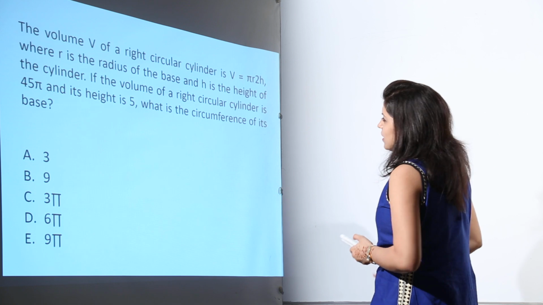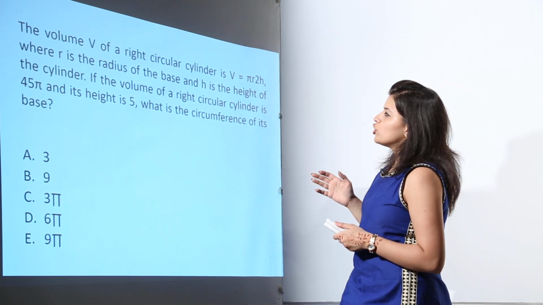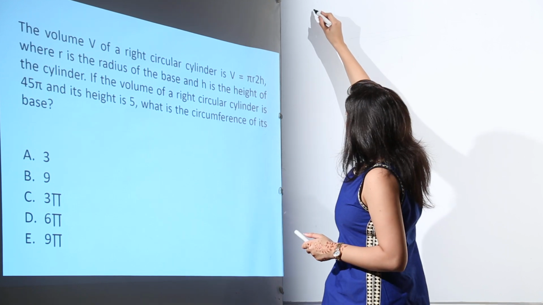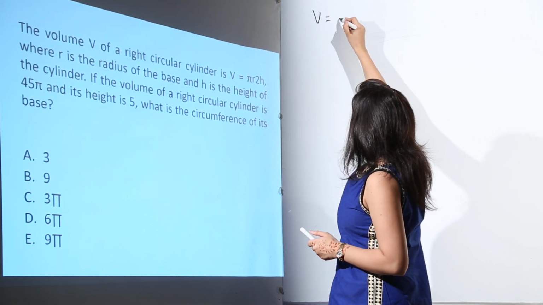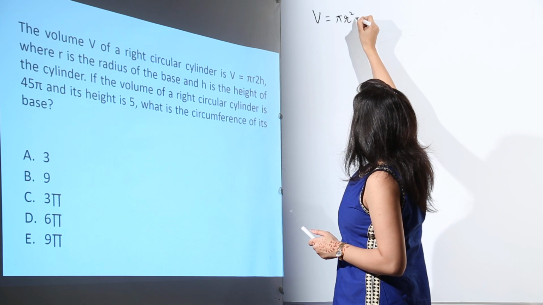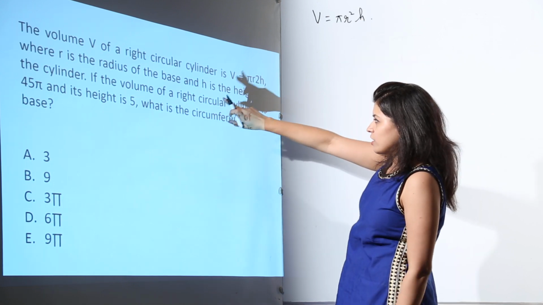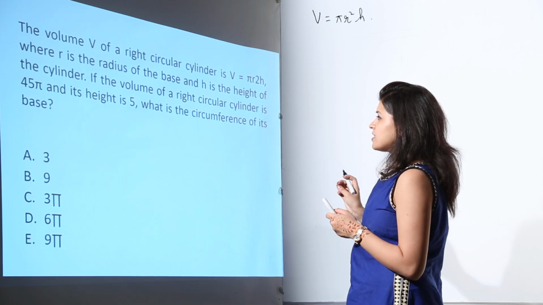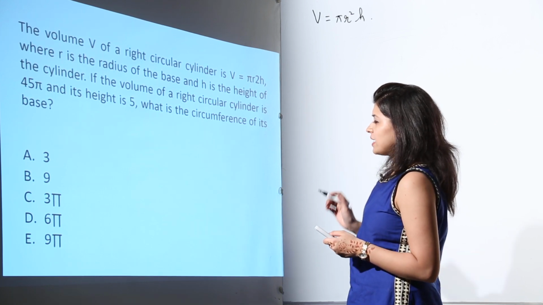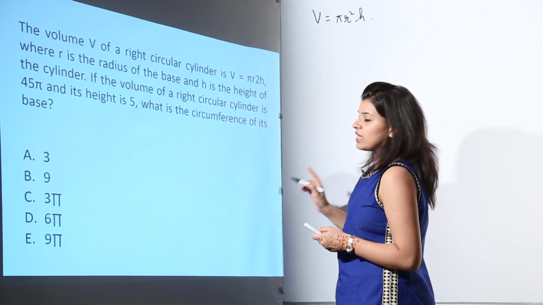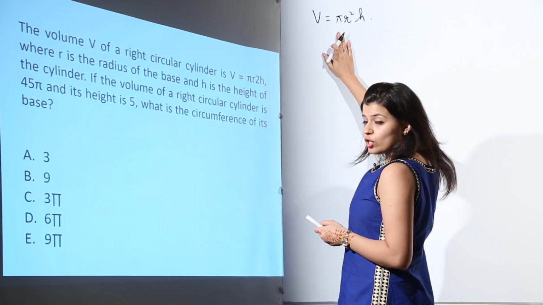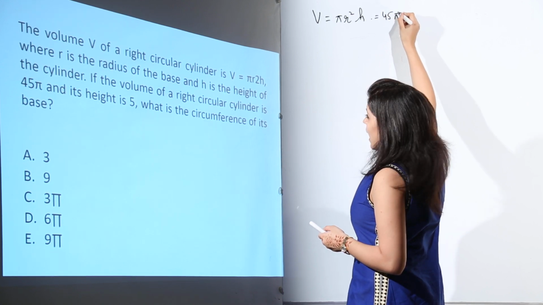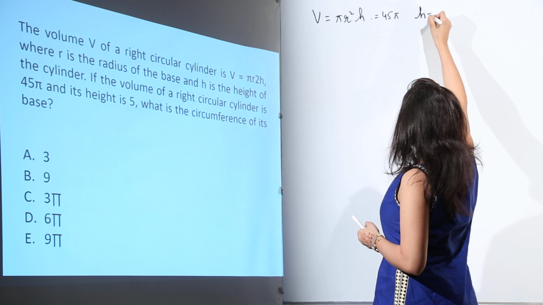Okay. Let us see this question. This says that the volume V of a right circular cylinder is pi r square h, where r is the radius of the base and h is the height of the cylinder. If the volume of a right circular cylinder is 45 pi and its height is 5, we have to find the circumference. This volume is given as 45 pi and the height is also given as 5.